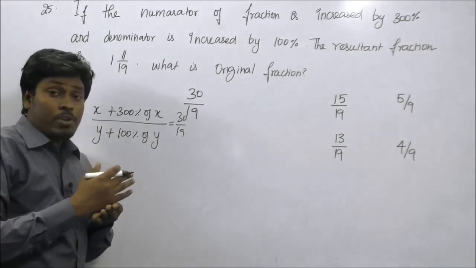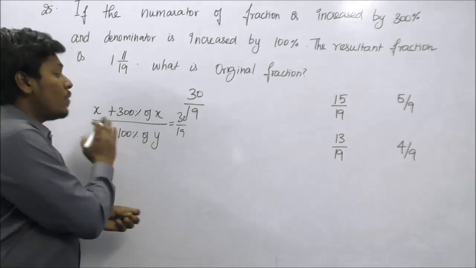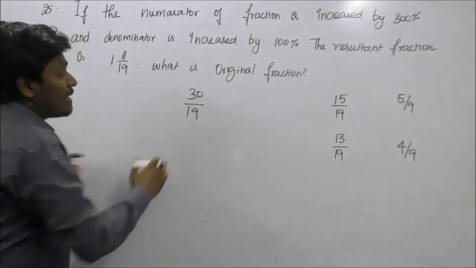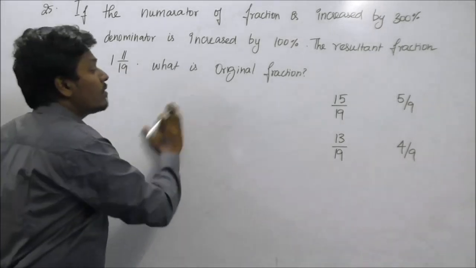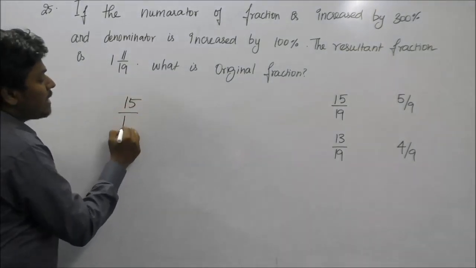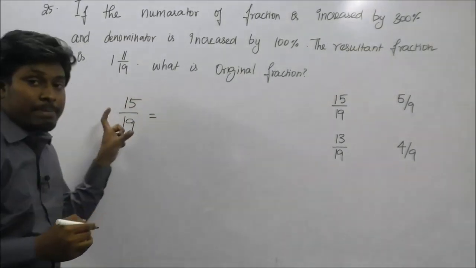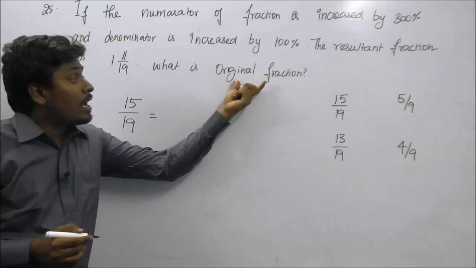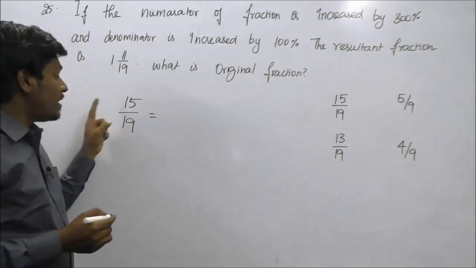So what I am going to do is use the options. Our target is to get the answer 30 by 19. So we can go for the first option, which is 15 by 19. I am just assuming that the original fraction is 15 by 19.